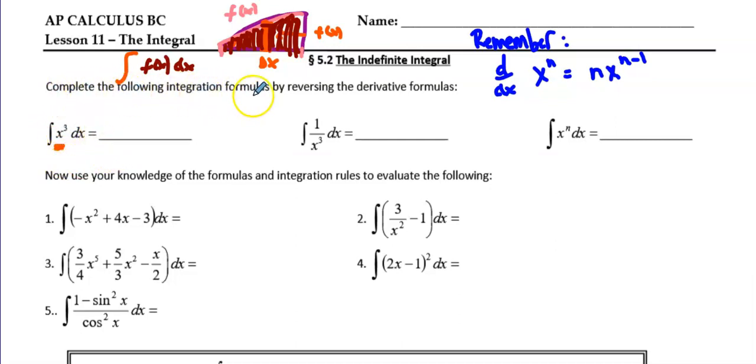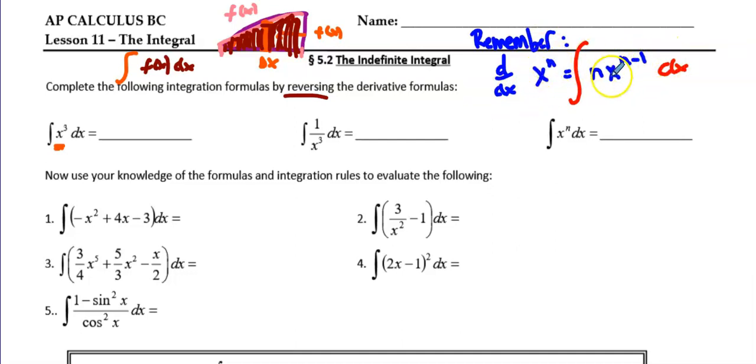It says to complete the following integration formulas by reversing the derivative formula. I've already written this out for you. Using the power rule, the derivative of x to the n is n x to the n minus 1. What I want to do is integrate this. This is my function, and here's my delta x. I want to make this look like this again.